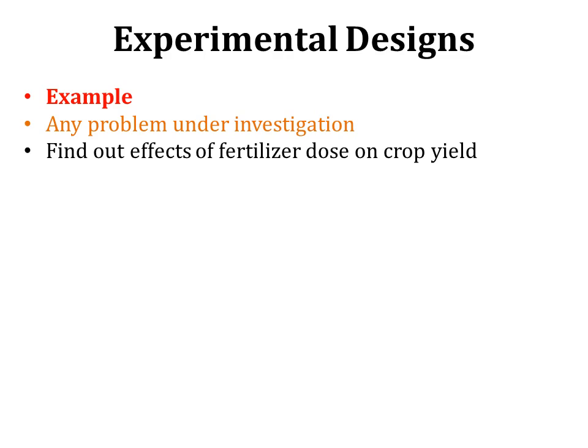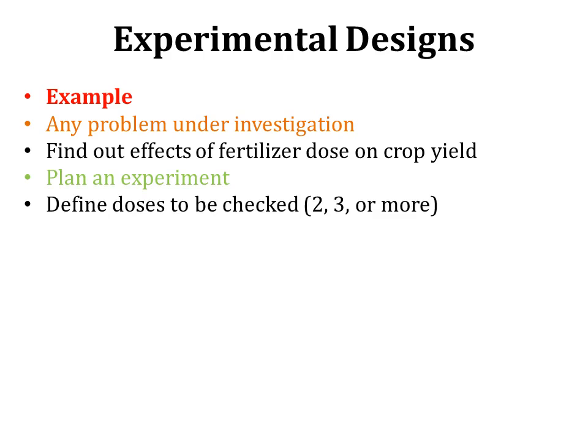What you're going to do for that purpose is make a hypothesis. The hypothesis could be that there is an effect of fertilizer dose on crop yield. So you plan an experiment for that purpose. Your experiment could be that you define doses of fertilizers to be checked, because we're talking about the effect of the dose of fertilizer on crop yield.